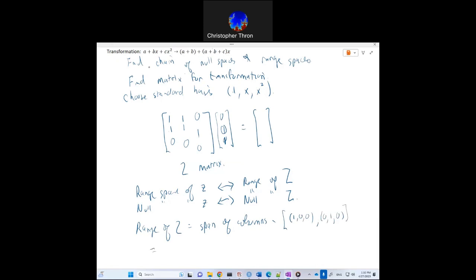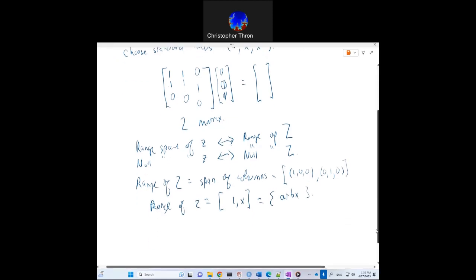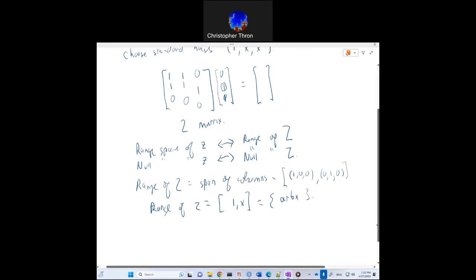So that means the range of small z is equal to the span of 1, x. You could also write it this way, equals a plus bx. Okay, so that's the range space of Z. What about the null space? Well, the null space is the null space of the matrix.